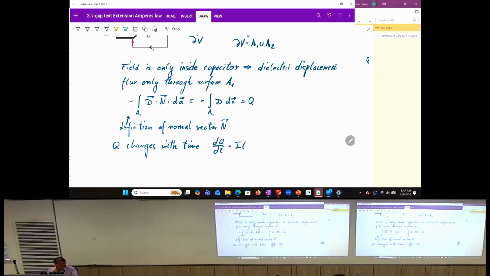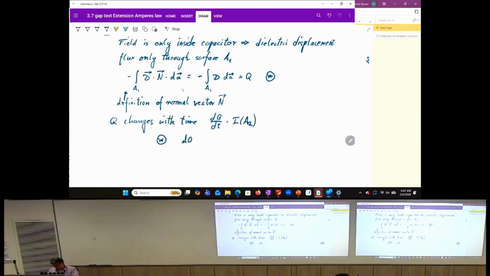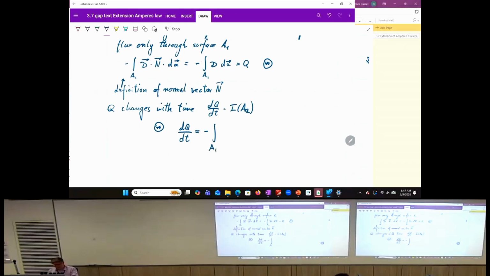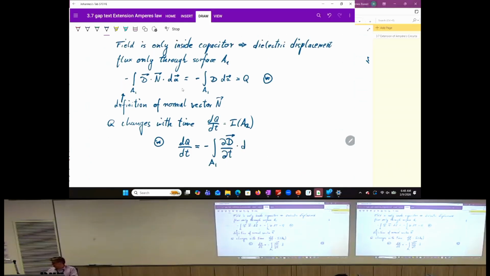The change of Q with time is our current through surface 2. Now we use this one here. The change in time of the charge is equal to what we obtained from Gauss's law, that is equal to the temporal change of the flux. So you see the change of the charge with time is given on the electrode by the current, and the current is assessed through whatever flows through the area 2.